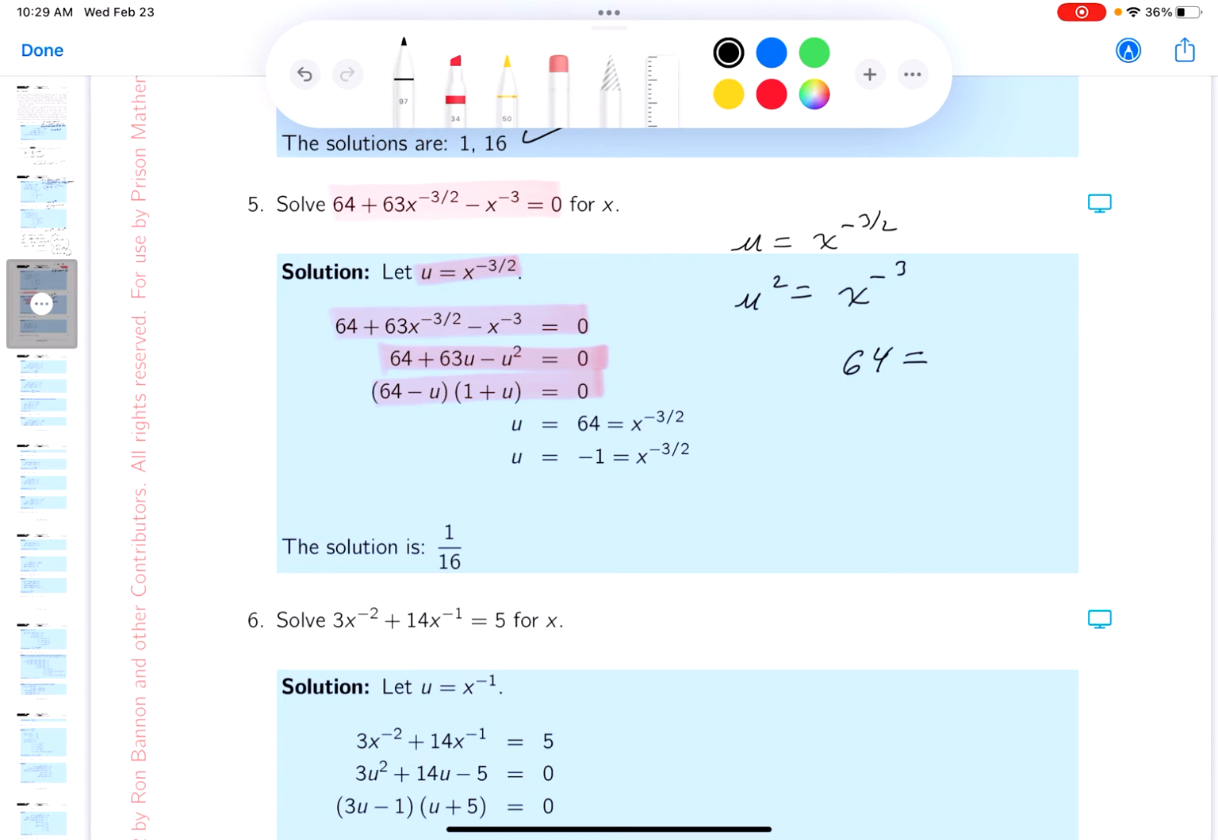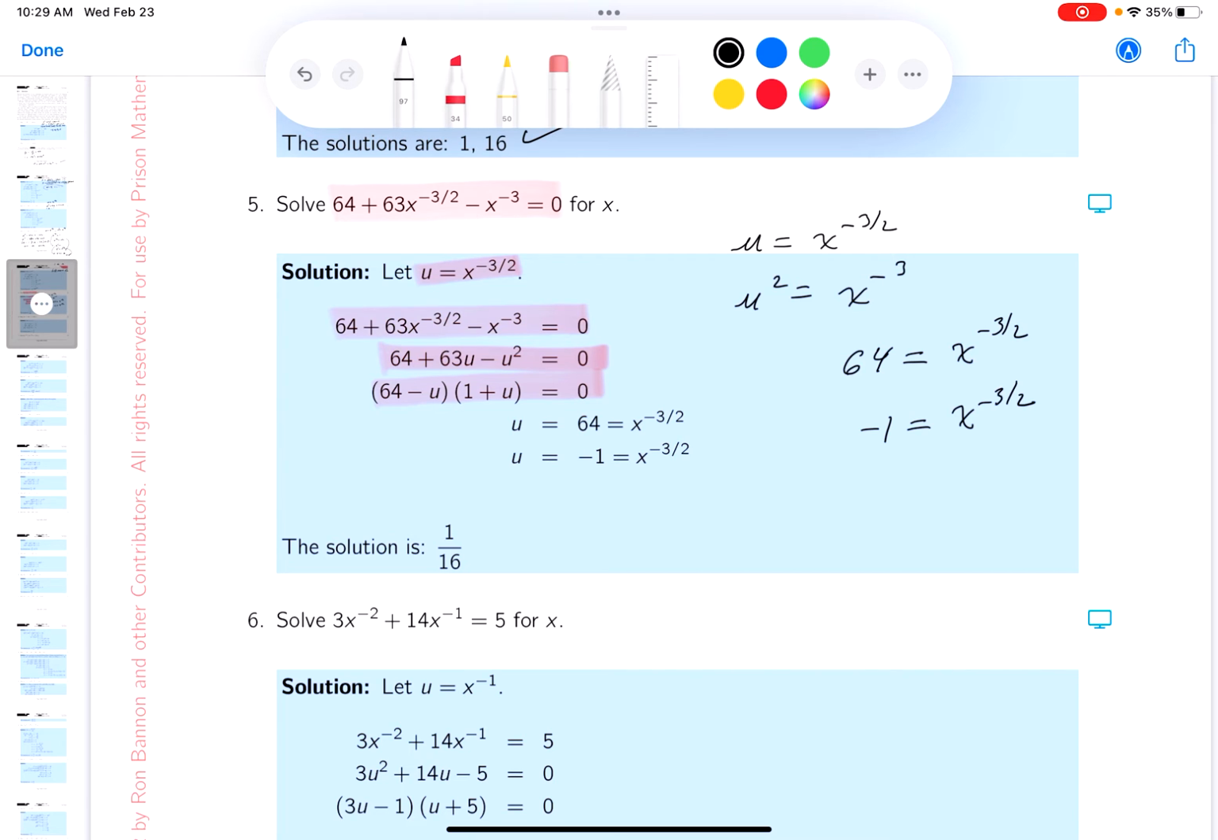Remember, u is equal to x to the minus 3 halves. And I'm getting the other one, which is minus 1, right? Yeah, minus 1 is equal to x to the minus 3 halves. All right? So the bottom line now is, what do you do? I guess you got to solve this, right? And the way I would do it, I think I would probably square both sides.